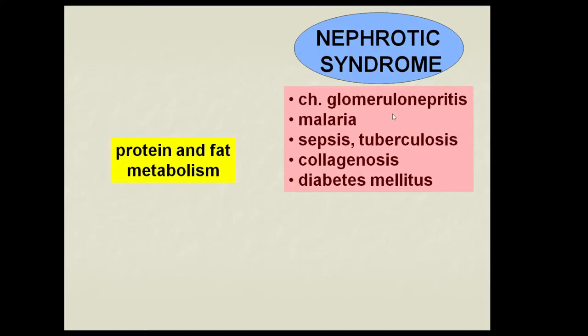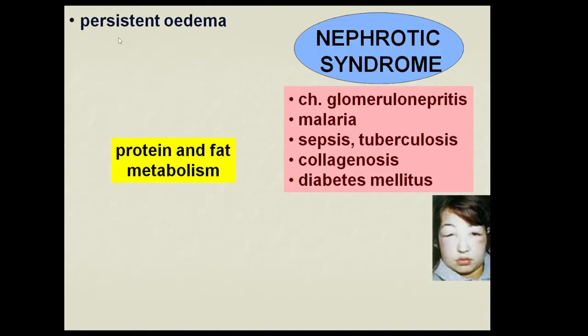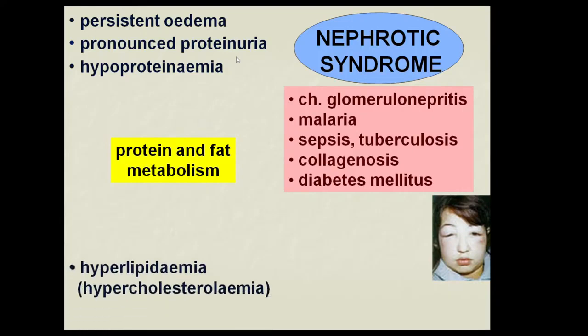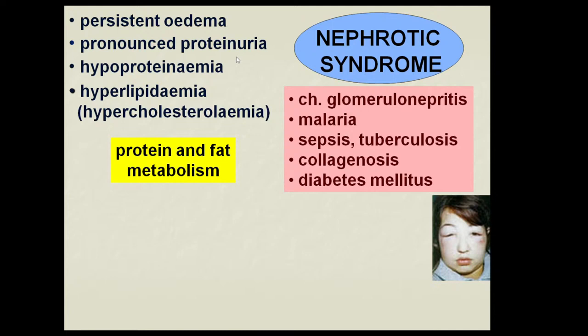Clinically, it's manifested with persistent edema, which cannot be released with usual diuretic medicines. Why? Because there is no oncotic pressure. The organism progressively loses protein with urine, proteinuria, and as a result there is a low level of protein in blood, hypoproteinemia, and disordered fat metabolism, which is characterized with hyperlipidemia and, first of all, hypercholesterolemia.